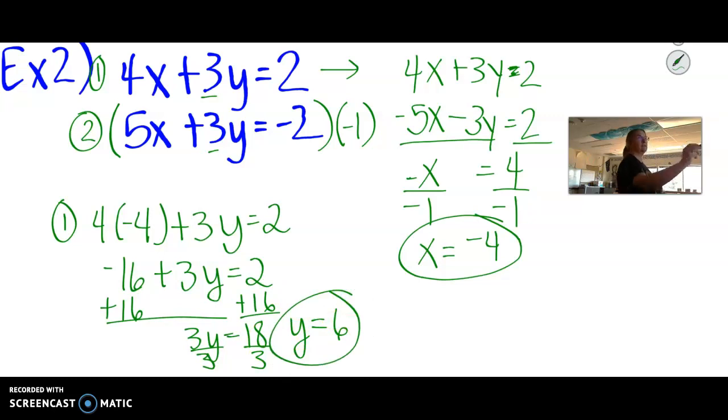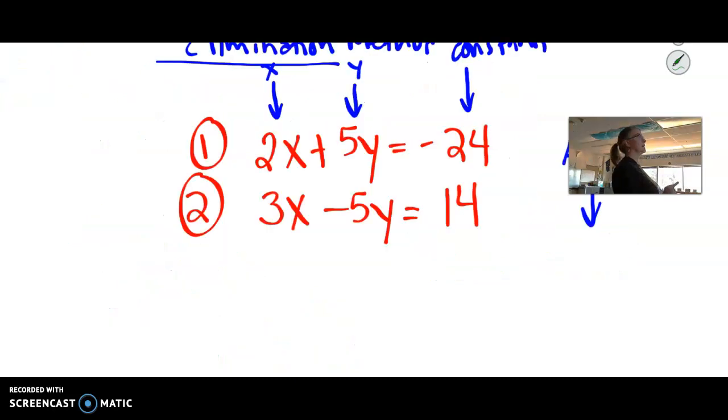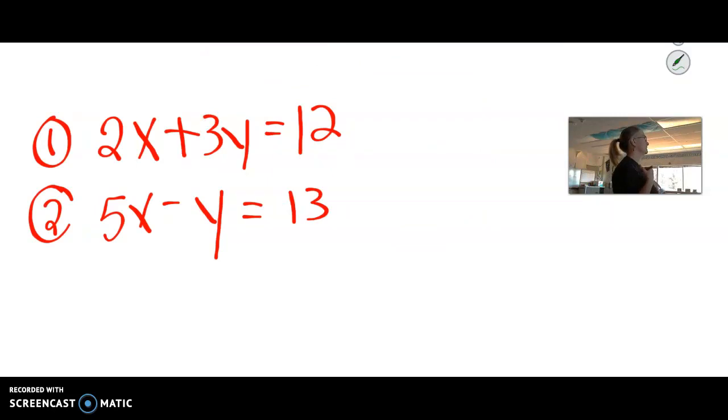You should check your solution by plugging in -4 for x and 6 for y. But I want to do one more problem, so I'm going to let you check it. It should work. I'm going to skip this one for now, and I'm going to do this example.